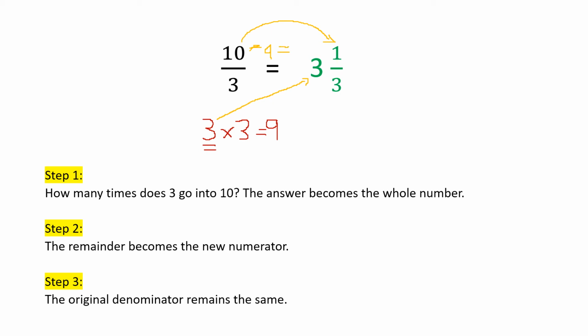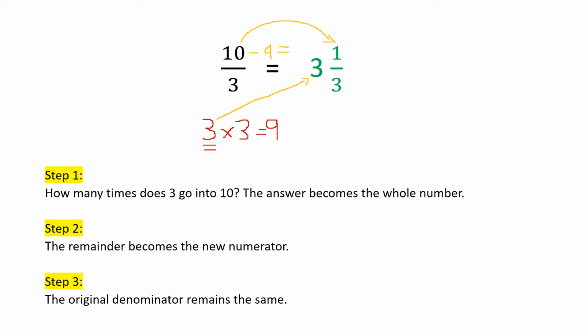Okay, let me just write this properly so there's no confusion. Okay, it's 10 minus 9 and the remainder is 1. So where did we get 9 from? Well, 9 comes from here. 3 times 3, 9. Okay, so that left us with the remainder of 1, and that becomes the new numerator of our new fraction.